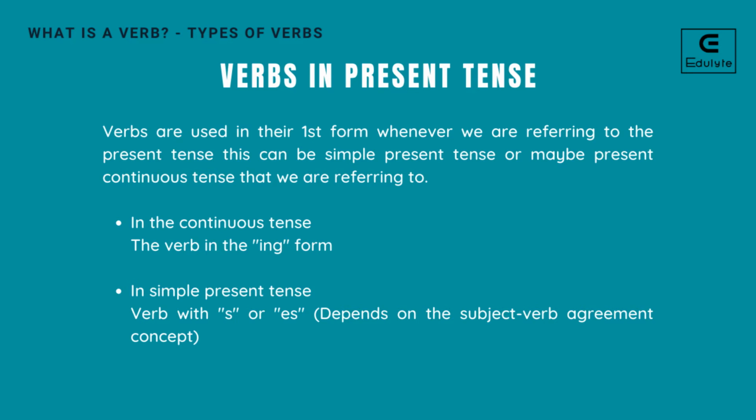This can be simple present tense or maybe the present continuous tense that we are referring to. So in the continuous tense, the verb will take the ing form, and in the simple present tense, it will take a form like play or maybe plays, depending on the subject-verb agreement concept.